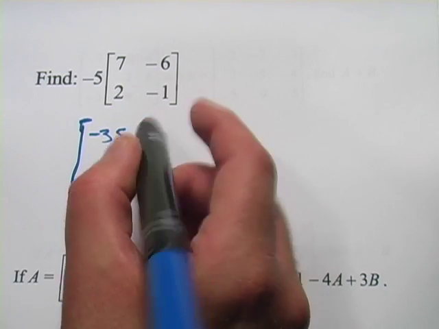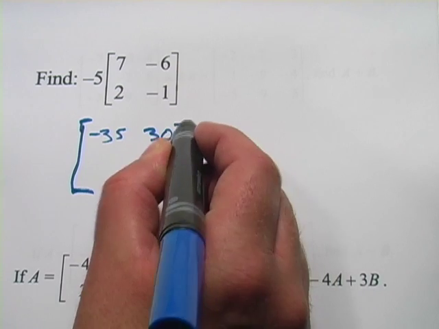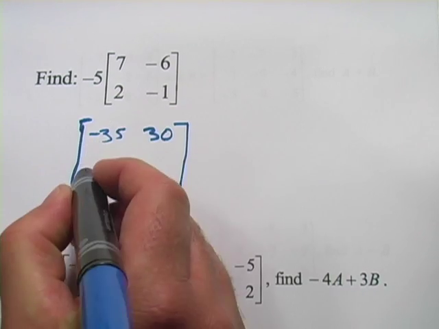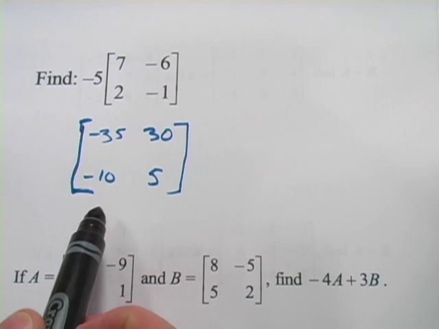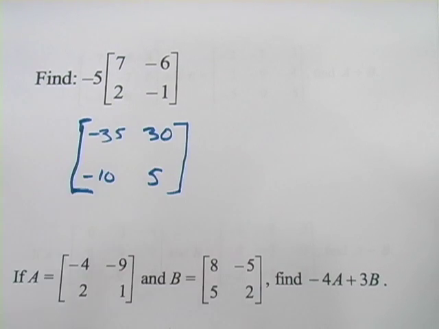Negative 5 times negative 6 would be a positive 30. Negative 5 times 2 would be negative 10, and negative 5 times negative 1 would be a positive 5. And that's all there is to it. That's this matrix times a negative 5.